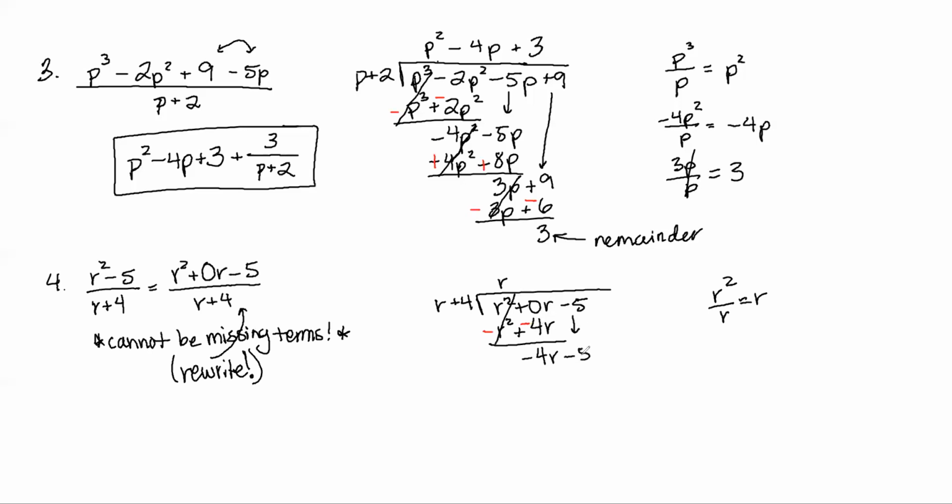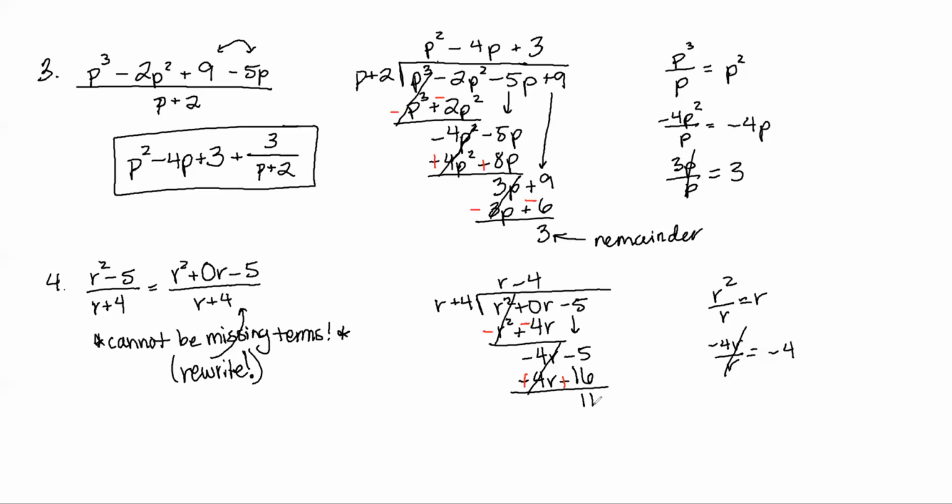Bring down the minus 5 and repeat. First term divided by first term, negative 4r divided by r. Those cancel, we get negative 4. Multiply, negative 4 times r, negative 4r. Negative 4 times 4, negative 16. Subtract and change the sign, so change, change. First terms cancel. Negative 5 plus 16 is 11. And there's no other terms to bring down, so that's our remainder.